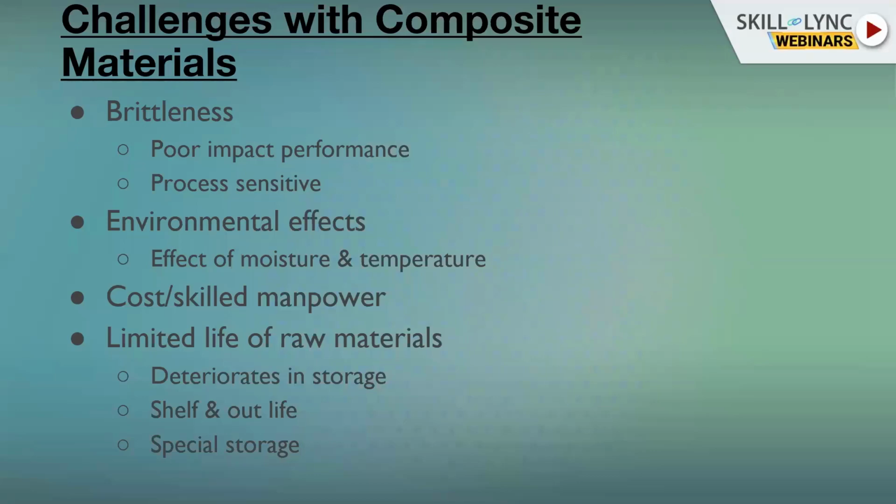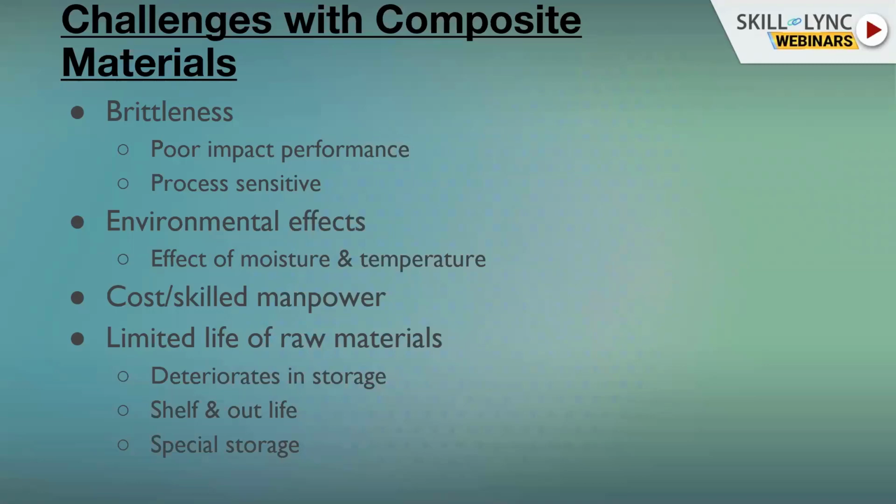The other one is the shelf life and out life. Shelf life is the time until which we can store the raw material in refrigerators before it starts to degrade. Whereas the out life is, once it is out of the refrigerator on the shop floor, how much time do we have to use this material and laminate before it starts to lose its properties or degrades. So these two times are also required to be considered while designing and working with composite parts.